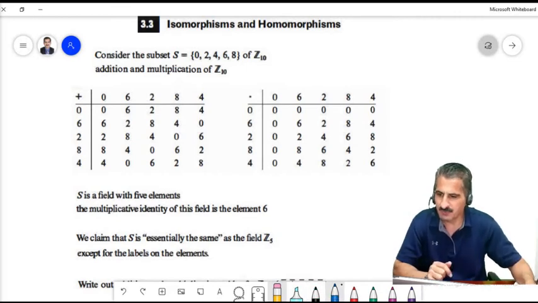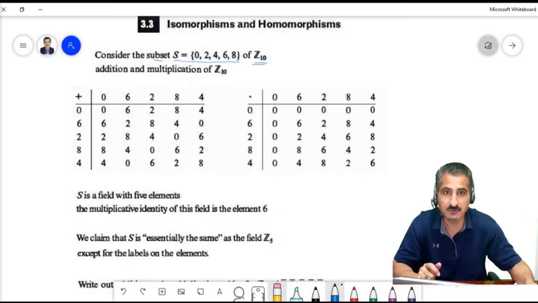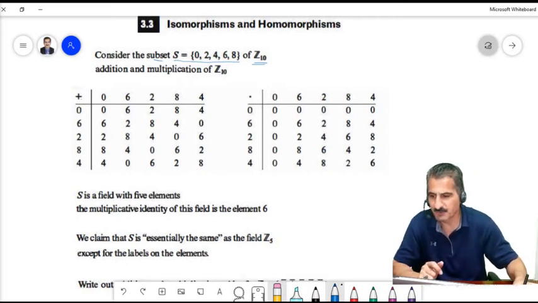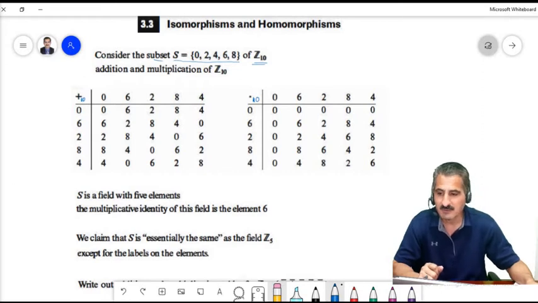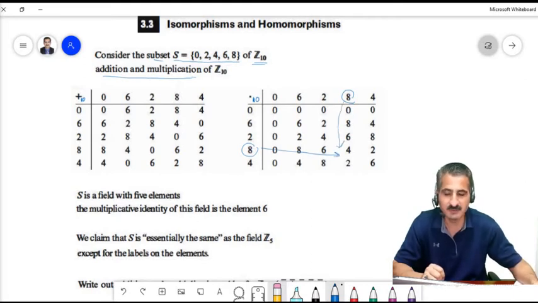We will choose this subset S out of Z10. So we have the operation here modulo 10. This operation here is addition modulo 10, and the operation in this table is multiplication modulo 10. If we make the addition and multiplication tables for the set S alone inside Z10, we will get these tables, the ones you see. For example, 8 times 8 will give us 64, but we take it modulo 10 and we get 4.